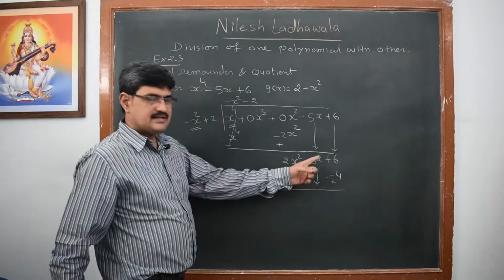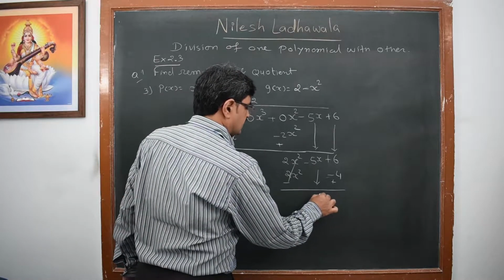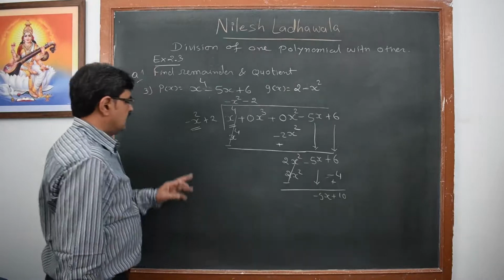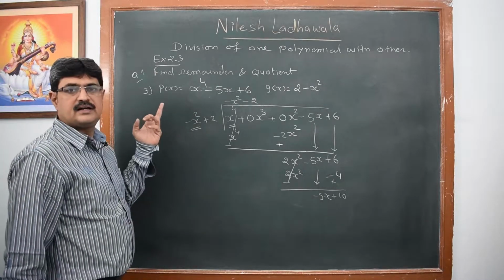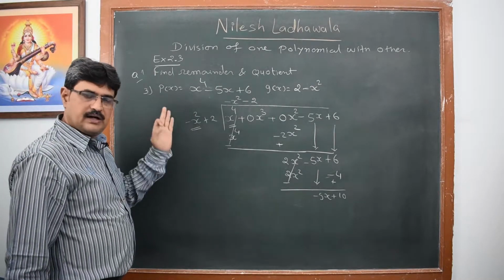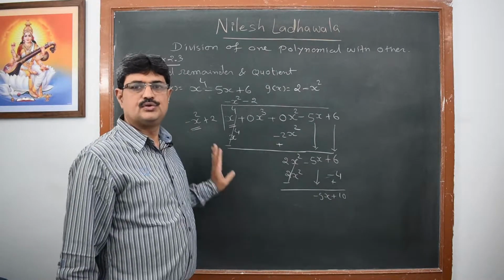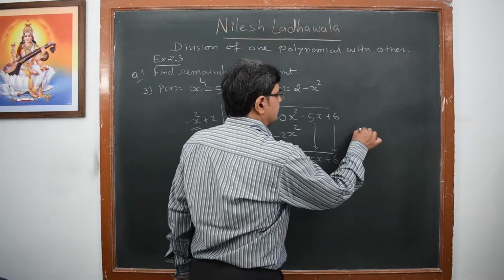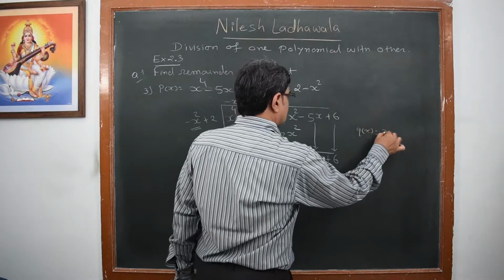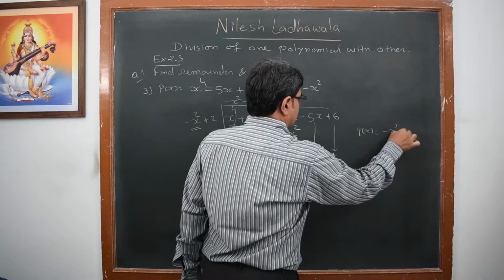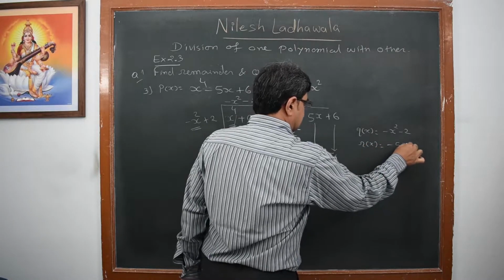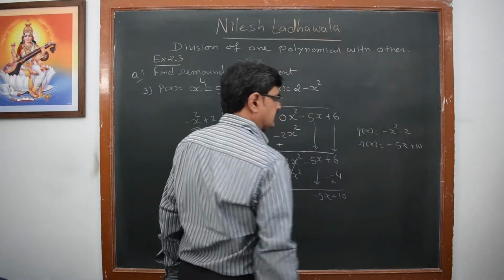Here we have minus 5x, so I have to obtain it below, that is minus 5x. 6 plus 4 is 10. Here the divisor has a greater degree or a greater power than the remainder, so further division is not possible. So now I can write the answer as quotient is equal to minus x squared minus 2 and the remainder polynomial is minus 5x plus 10.